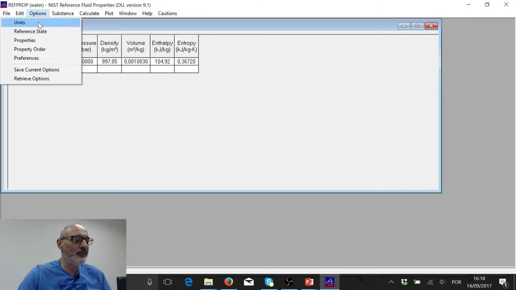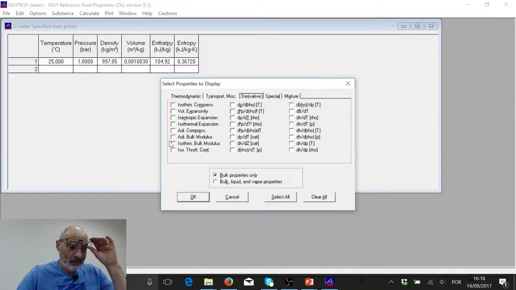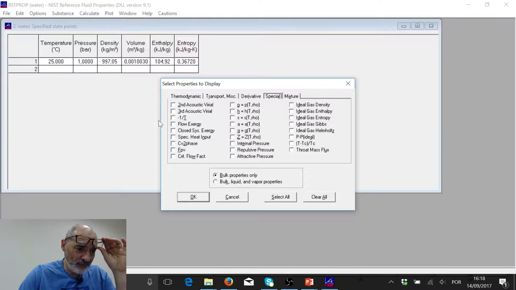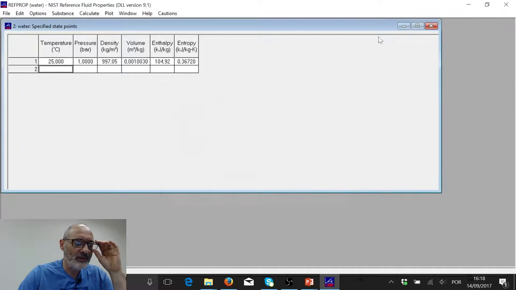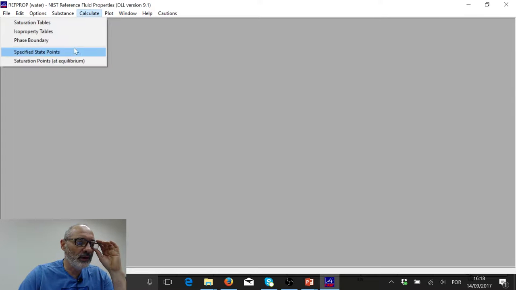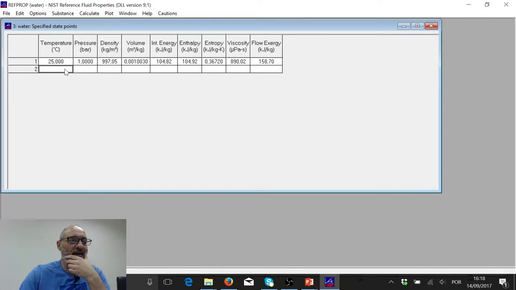You can set properties, for instance. For properties, you can choose internal energy, exergy. I'm not finding exergy. Flow exergy and so on. You can have viscosity, for instance. Okay, and if you calculate the specified point, 25 degrees, 1 bar, you have everything that you need: internal energy, enthalpy, entropy, viscosity, and flow exergy, for instance. Okay, I'm just showing how I did the calculation, how I obtained it.